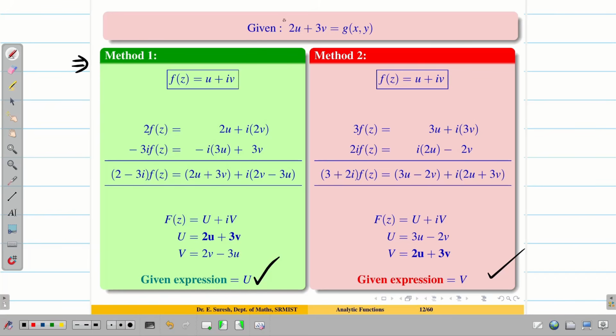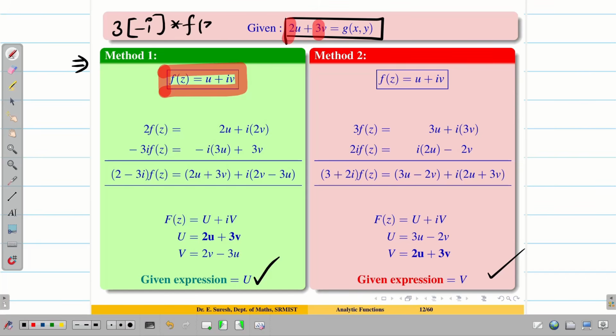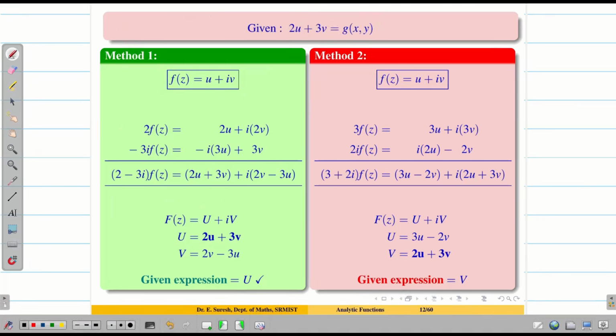So whenever there is a linear combination, I always just take the coefficient of u and multiply it with f of z directly. And then I'll take the coefficient of v and multiply it with minus i in the equation f of z. When I add both, I will get the expression capital F of z is equal to capital U plus i capital V. And then my capital U is my quotient. So I always get the expression as the real part.